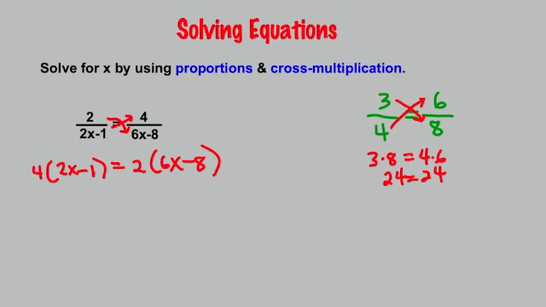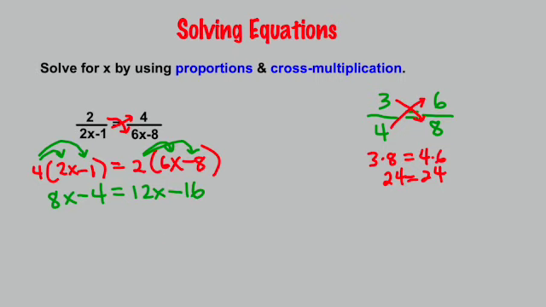From here, I'm going to go ahead and use the distributive property. So I'm going to take 4 times 2x, but I'm also going to take 4 times -1. So 4 times 2x would be 8x. 4 times -1 would be -4. I have my equal sign. 2 times 6x would be 12x. And then finally, 2 times negative 8 would be negative 16.